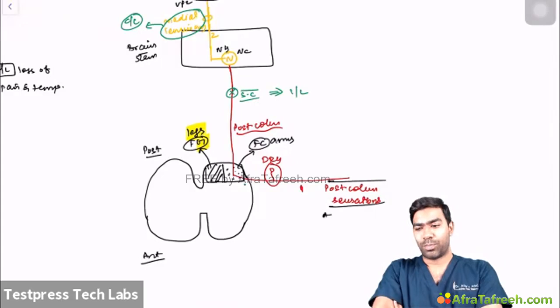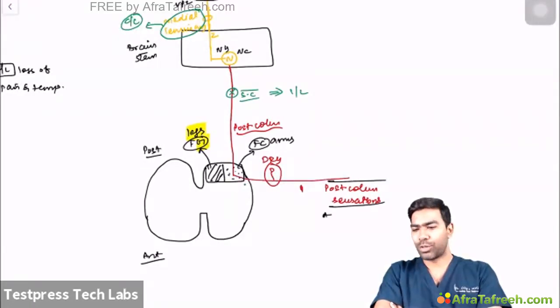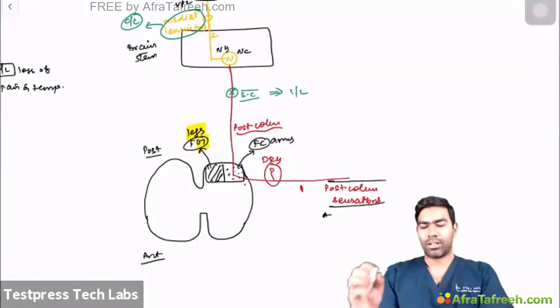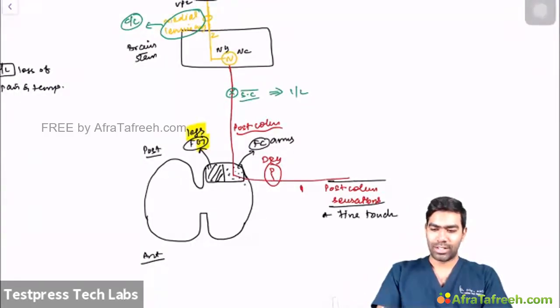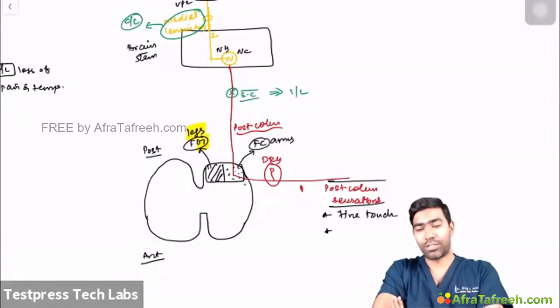Posterior column sensations. So what are the posterior column sensations? You're going to tell them in an order. So what order are you going to tell? This is actually, no, you should not tell in that order, Sankhya. I think Riju will understand. So I'm going to tell Riju what order you need to tell. The first thing that you need to tell is fine touch. That's the first thing that you have to tell.